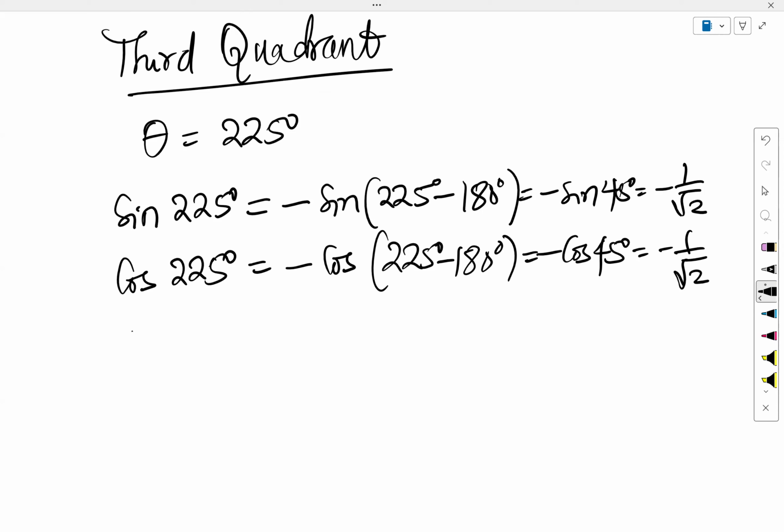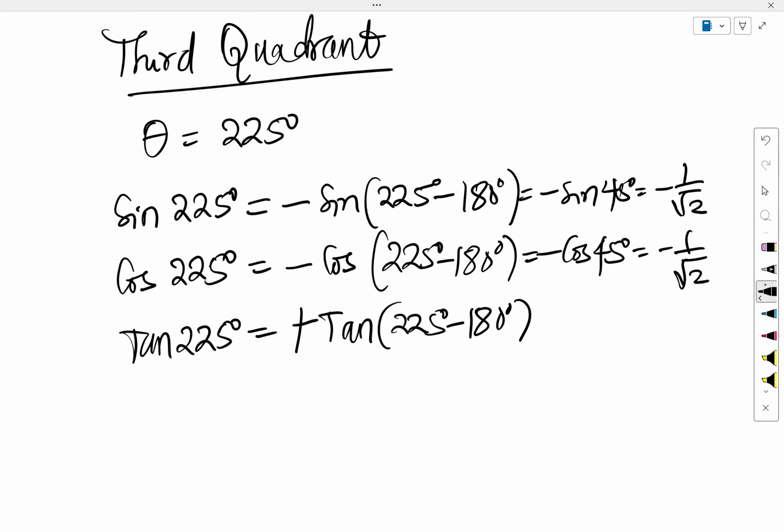And lastly, you have tan 225 degrees. In the third quadrant, tan is positive. So you have plus tan of 225 degrees minus 180 degrees. And that is equal to minus tan 45 degrees. Sorry, plus tan 45 degrees, which is simply plus 1. Okay? That is about the third quadrant.